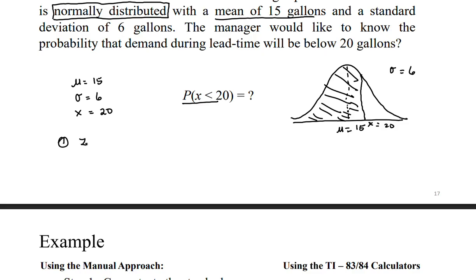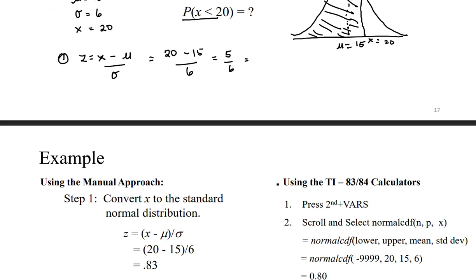Step 1 says standardize it. Change it from a normal distribution to a standard normal distribution using this formula here: X minus the mean over the standard deviation. So here we're looking at the value of X, which is 20, minus the mean of 15, divided by the standard deviation of 6. That will be 5 over 6, and when I divide 5 by 6, I get 0.83.